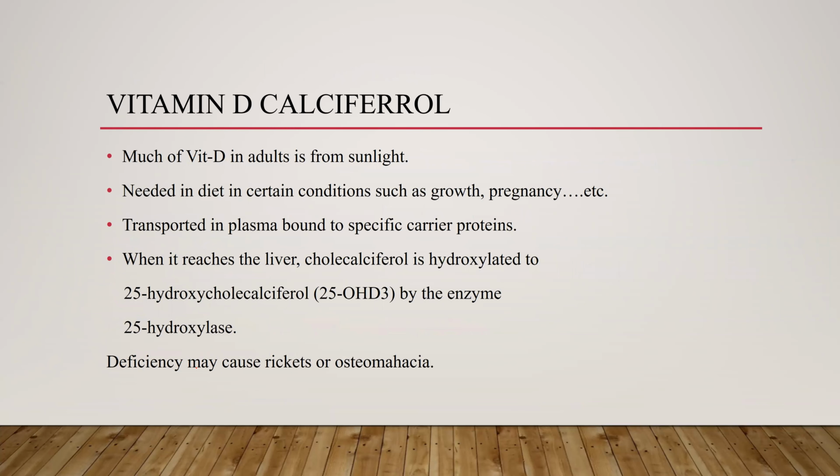Vitamin D, which is calciferol or cholecalciferol. Most of vitamin D in adults is from sunlight. It is needed in the diet in certain conditions, for example during growth and during pregnancy. Also there are people who are sick for a long time, patients who have long-term bed sickness, so they don't go outside and don't see the sun, they also will need vitamin D in their diet. It is transported in plasma bound to specific carrier proteins.